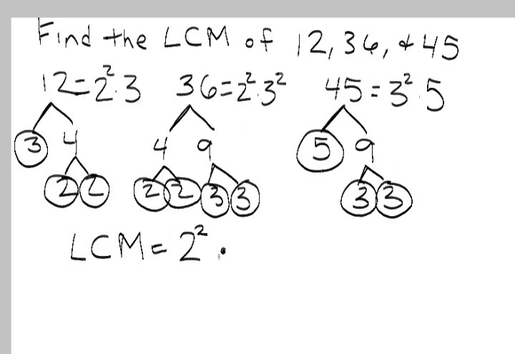Then we're going to look at 3's. 12 has 1 3. 36 has 2 3's, 3 squared, and 45 has 2 3's, 3 squared. So the largest amount that any single factorization has is 3 squared. So that's what we're going to put into our LCM.